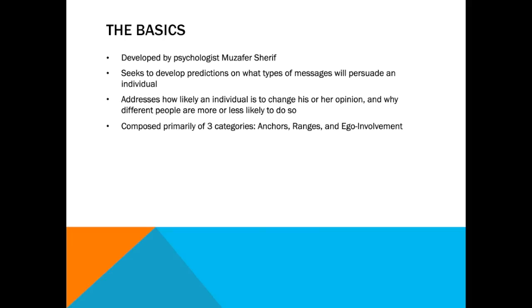It seeks to develop predictions based on what types of messages will persuade an individual, and I personally think it's the best because it addresses how likely an individual is to change his or her opinion and why different people are more or less likely to do so. That's my favorite thing about this: not only does it explain how likely the person is, but it explains why, and it goes very in depth into all this. And it's in depth because it is composed of three different categories: anchors, ranges, and ego involvement. And each one kind of plays off of the former to really get an in-depth, detailed theory.